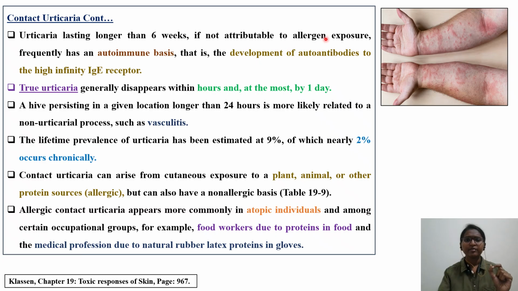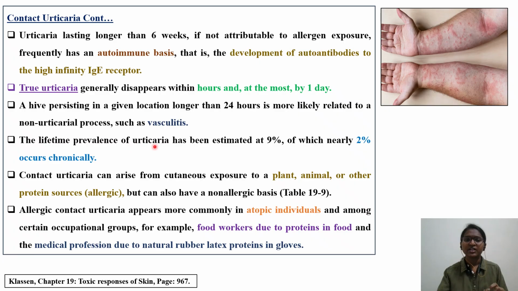Not attributable to allergen exposure, frequently it has an autoimmune basis, with development of an autoantibody to the high-affinity IgE receptors. True urticaria will disappear within hours after the exposure; maximum by one day it has to disappear. If a hive persists in a given location longer than 24 hours, then it is a non-urticarial process, such as the mechanism might be vasculitis.